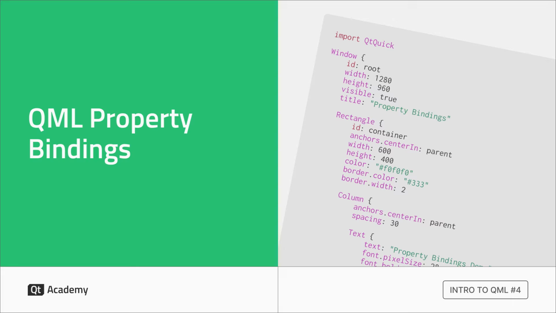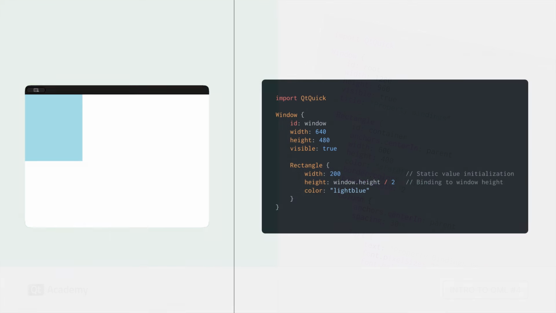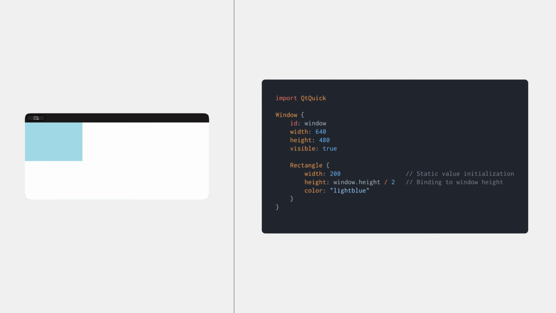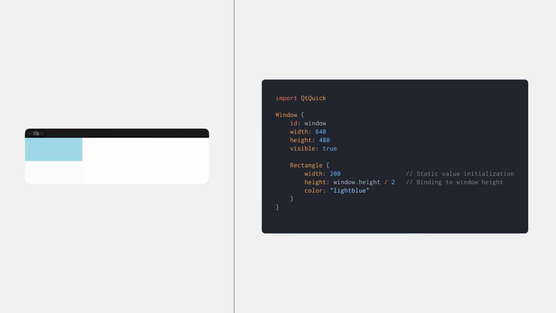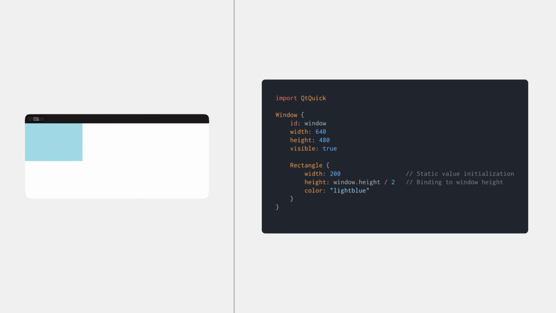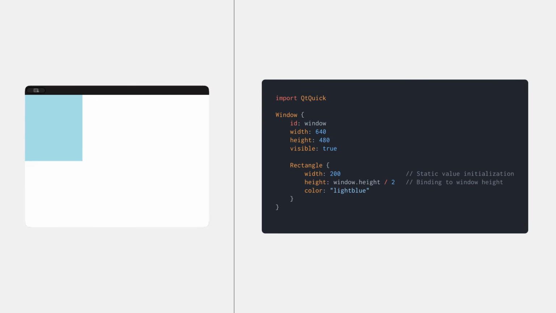In the previous video, we learned about properties and types. Now let's explore one of QML's most powerful features, property bindings. Bindings allow you to create dynamic relationships between properties, making your interfaces reactive and interactive without writing complex update logic. A property binding specifies relationships between object properties so that when one value changes, it automatically updates dependent properties. This is what makes QML interfaces so dynamic and responsive.